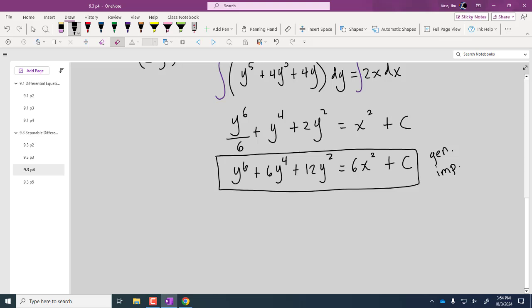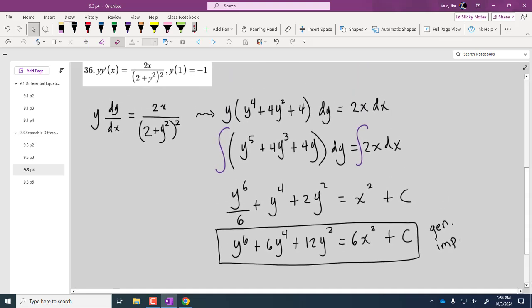We should just make C absorb everything. C is like a black hole, it just sucks stuff up. Now plug in the 1 and the minus 1. So y is going to be -1 when x is 1. On the left side, we're plugging in that -1. We're going to get 1 plus 6 plus 12 equals 6 plus c. So you get c equals 13.